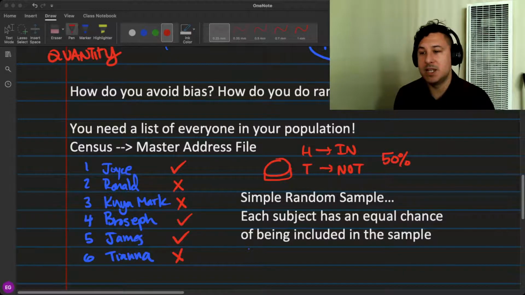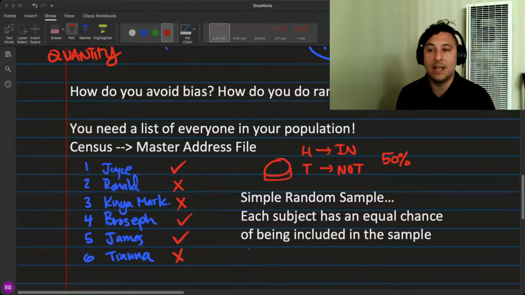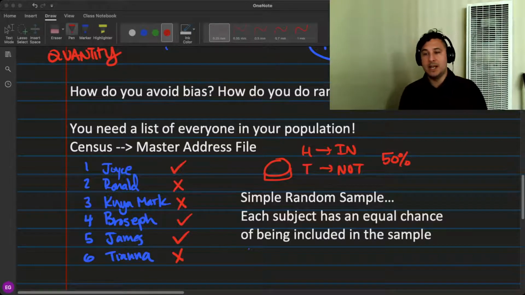You can use percentages other than 50%. There are ways to make it so that you only get 10% of them, so each person has an equal 10% chance, or whatever number you want. But a coin is the easiest to imagine.